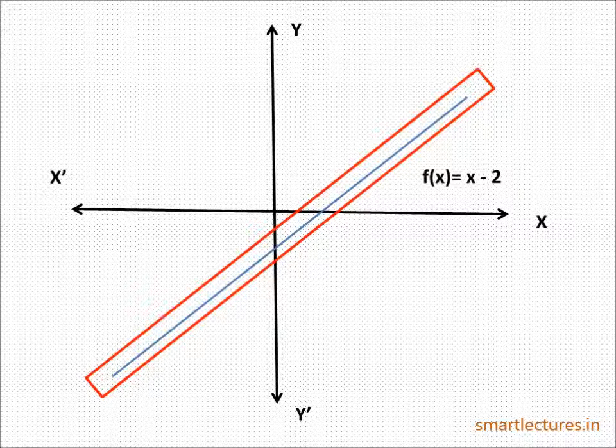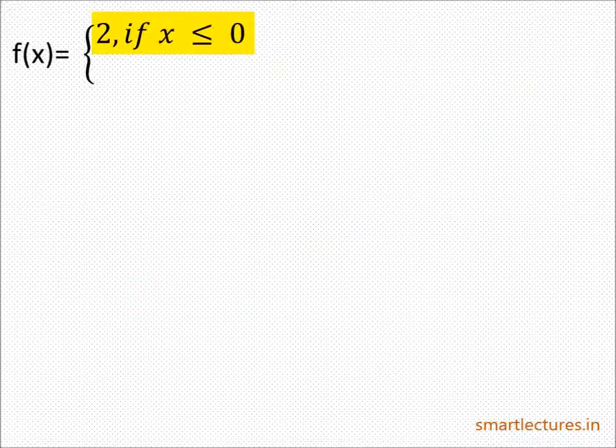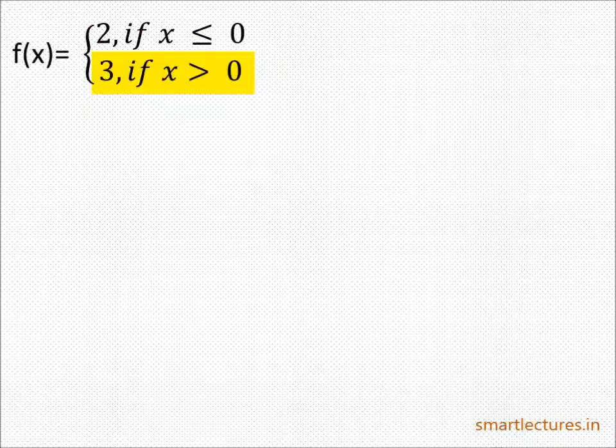In our first example, suppose we have a function f of x, where f of x is equal to 2 if x is less than or equal to 0, and f of x is equal to 3 if x is greater than 0. Now clearly from the definition of this function f of x, you can see that this function is defined for all values of x, whether the value of x is less than or equal to 0 or x is greater than 0.